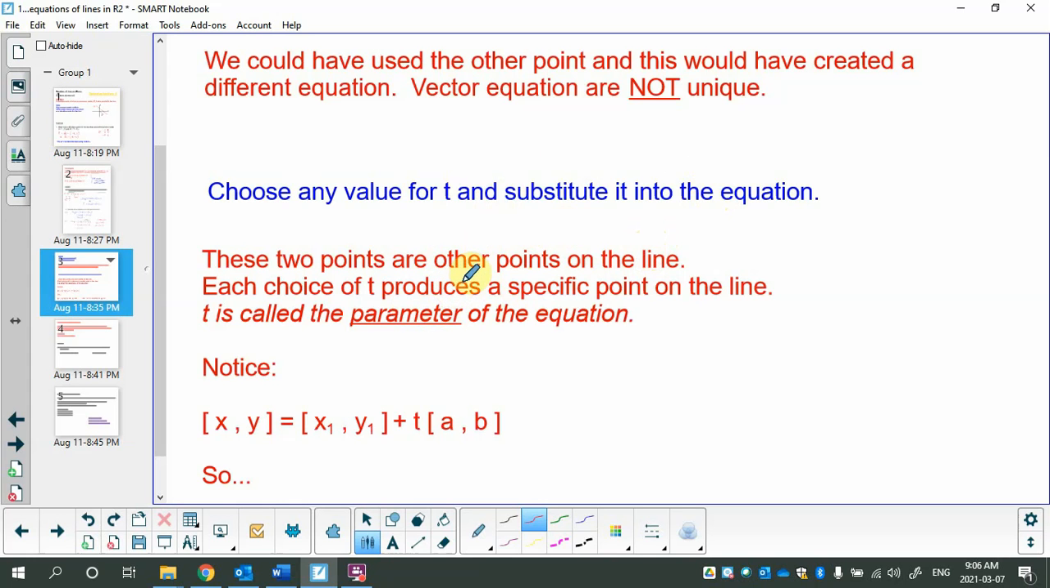Each choice of t produces a different specific point on the line, and t has a name. It's called the parameter.